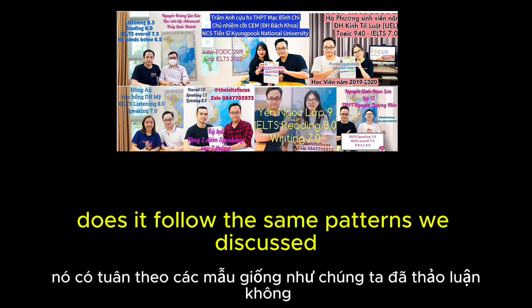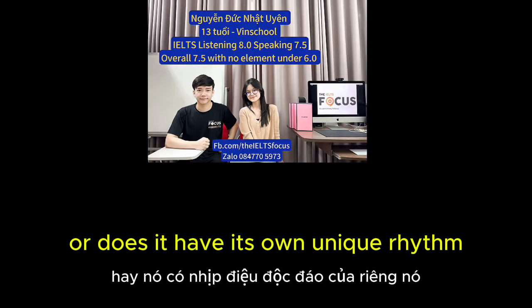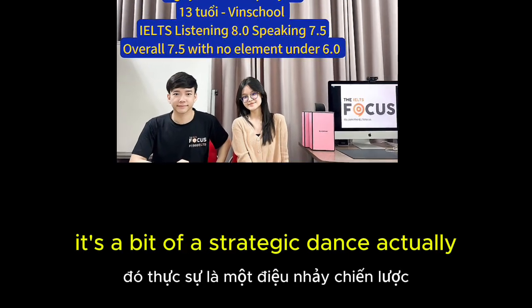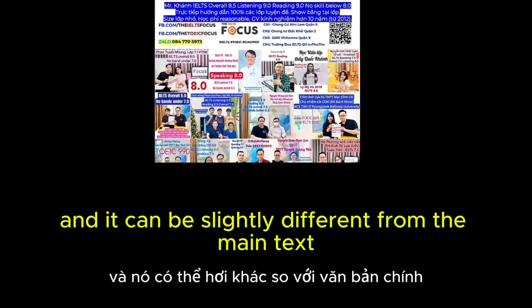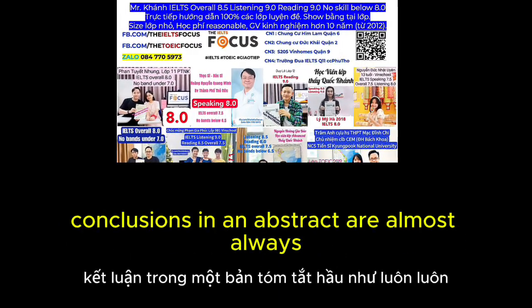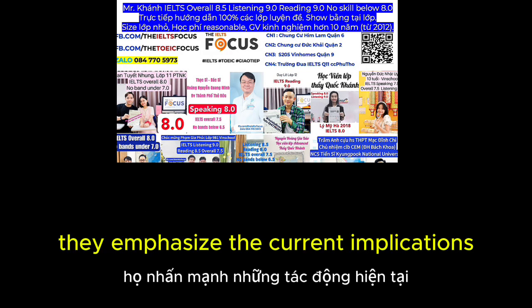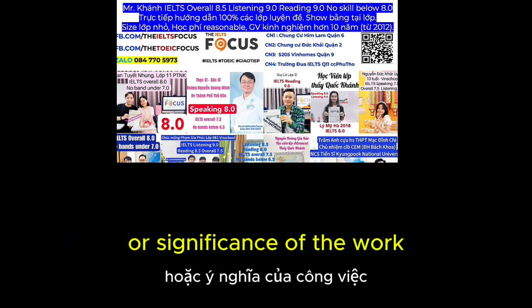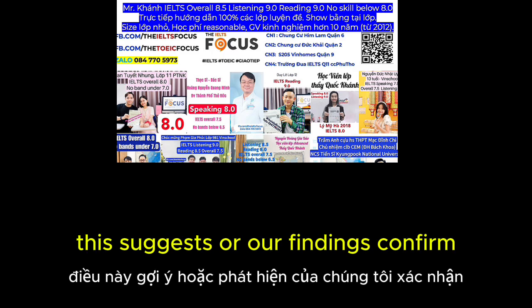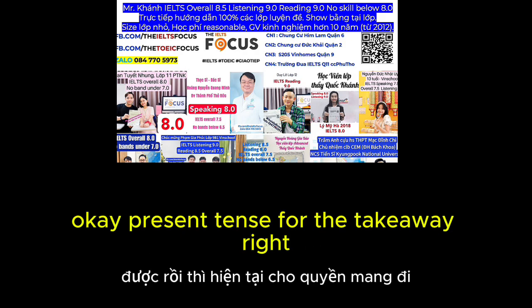Okay. And what about tense usage within abstracts? Does it follow the same patterns we discussed for the full paper sections, or does it have its own unique rhythm because it's so condensed? It's a bit of a strategic dance, actually, and it can be slightly different from the main text patterns. One thing is pretty consistent. Conclusions in an abstract are almost always stated in the present tense. They emphasize the current implications or significance of the work. This suggests, or our findings confirm, or this provides evidence for. Okay, present tense for the takeaway.